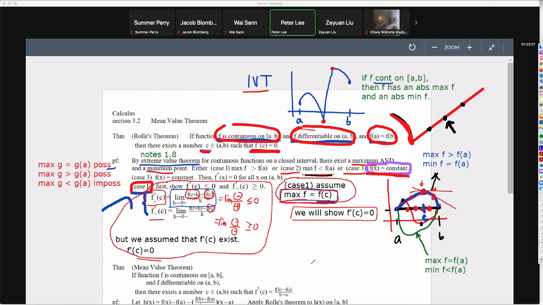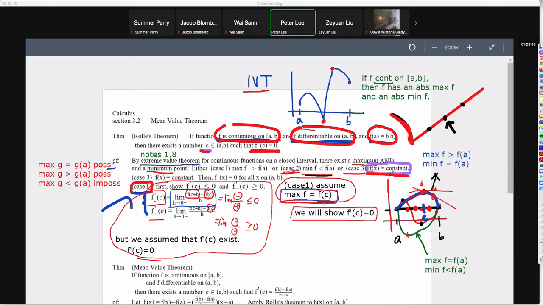I only prove case 1. Now case 2, the proof is very similar to case 1. In case 2, we take a minimum point right here and call that point C. That point we call x equals c, and then show that f prime at c, at the minimum point, the derivative will be 0. That's what we have to show.